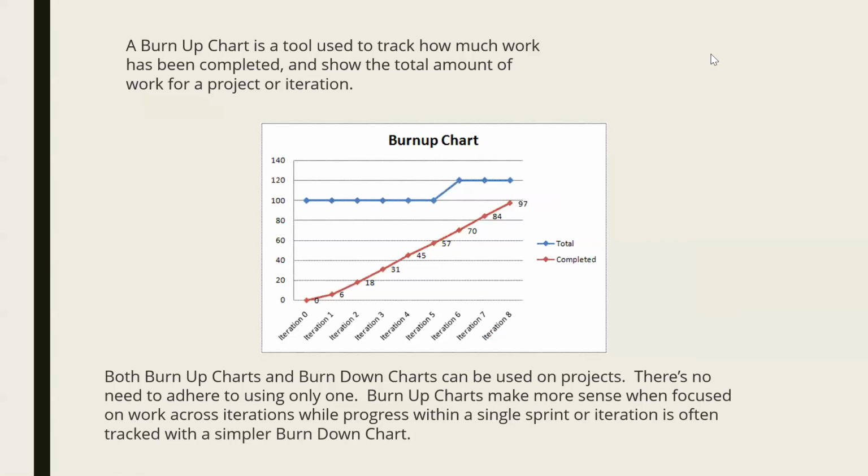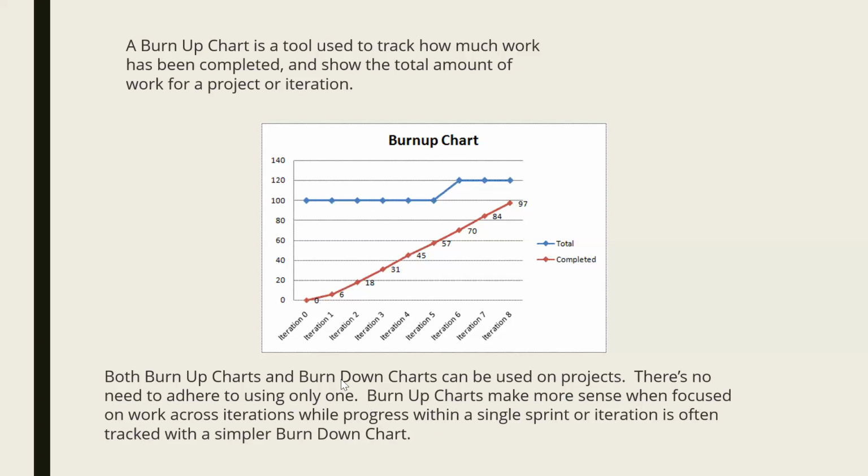So let us talk about this burn down. Now we talked about burn down, right? Burn down says about the remaining work which is left. When you talk about the burn up chart, it is just the reverse of that. Burn up chart is a tool used to track how much work has been completed and show the total amount of work for a project or iteration. So how much is completed is shown by the burn up chart, whereas burn down says how much has to be completed. Got it, right? The difference.